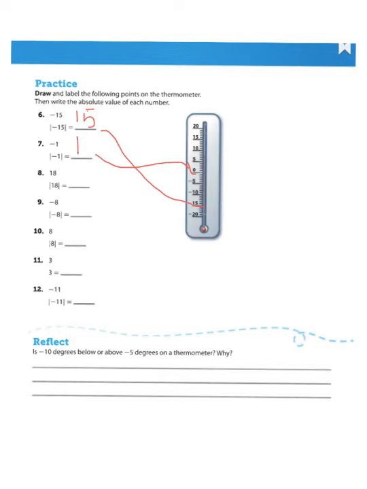On number 8, that's a positive 18, so I'm going to draw my label. It's going to go right below the 20, positive 18. And the absolute value of positive 18 is going to stay positive 18. On number 9, negative 8. Find negative 8 on the thermometer, which would come above the negative 10. And the absolute value of negative 8 would be a positive 8. So you're going to draw your line, if you can, to your thermometer, and then find the absolute value of each number.